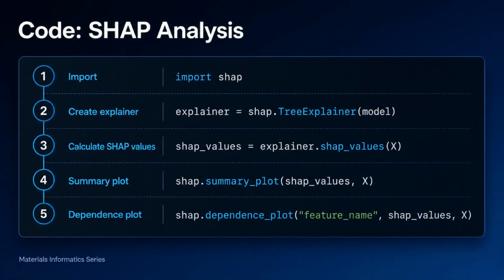Implementing SHAP is straightforward. Install SHAP, import it, and create a TreeExplainer for tree-based models or KernelExplainer for others. Call shap_values on your feature matrix. Use shap.summary_plot for global importance and shap.dependence_plot for single feature analysis. Waterfall plots explain individual predictions.